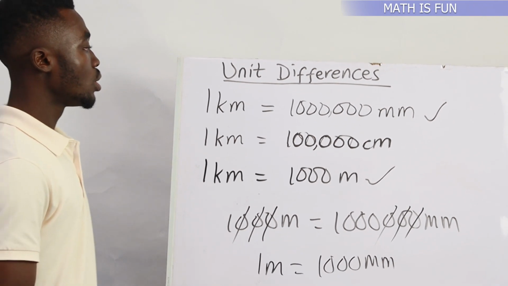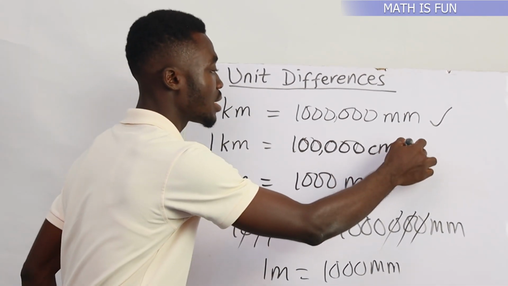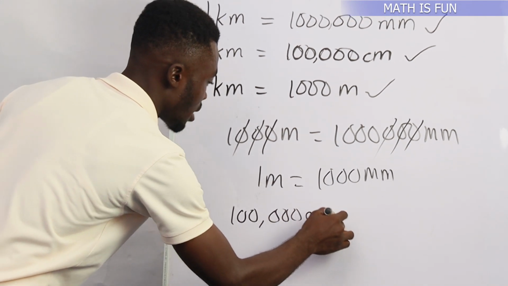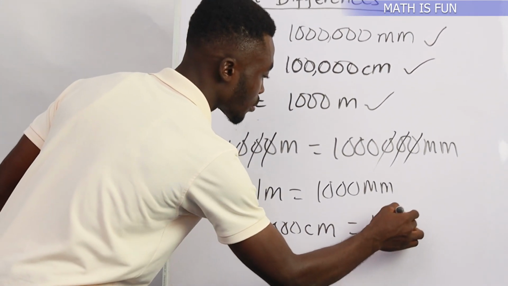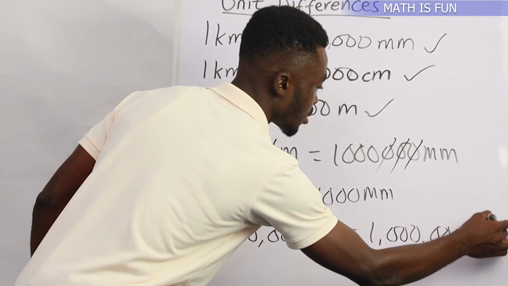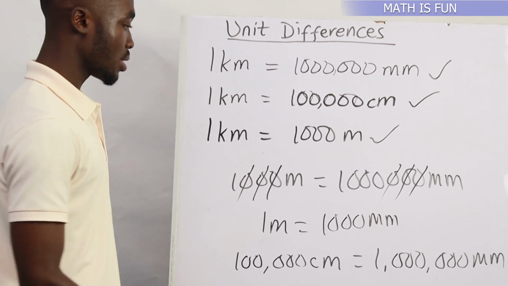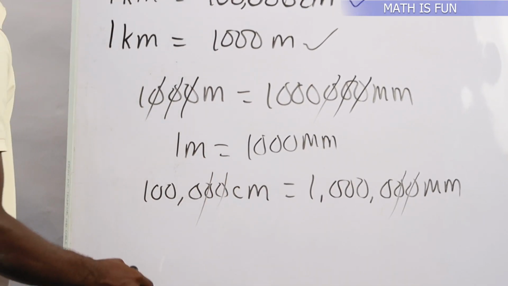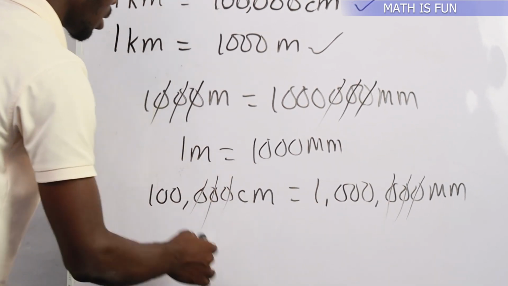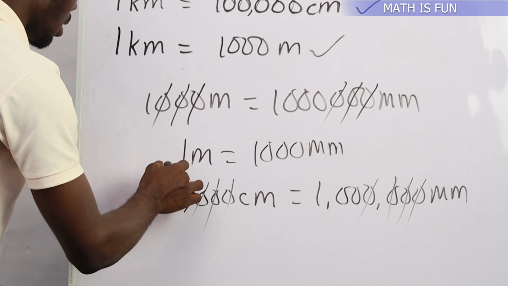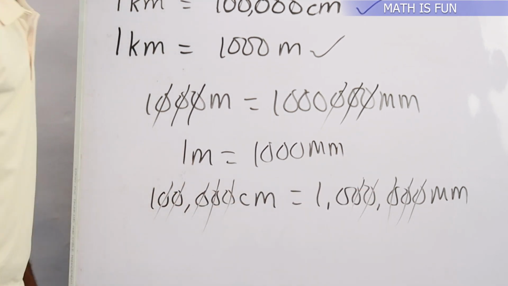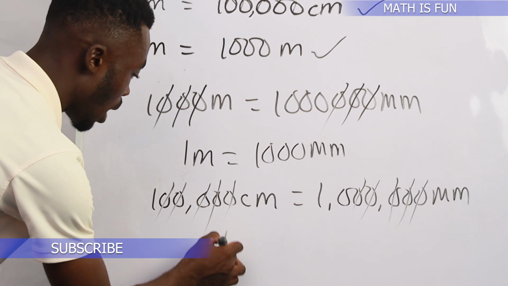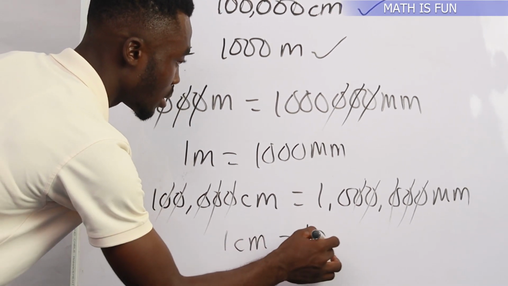Now let's also look at the difference between millimeters and centimeters. We have 100,000 centimeters equal to 1 million millimeters. Let's find the zero differences. This 0 will cancel this 0. Another 0 will cancel another 0. Take away another 0 again. Then the last 0 will also cancel this. So the remaining here is 1, and the remaining here is 1 and 0, which is 10. This means that 1 centimeter is equal to 10 millimeters.